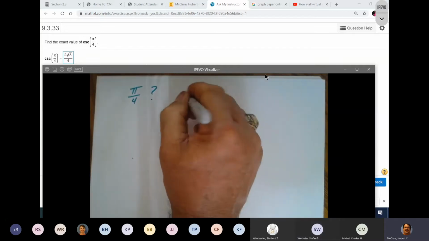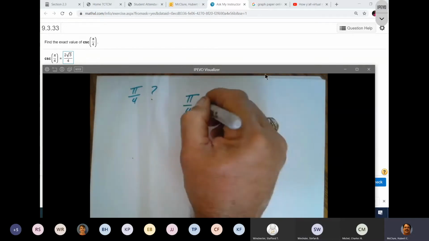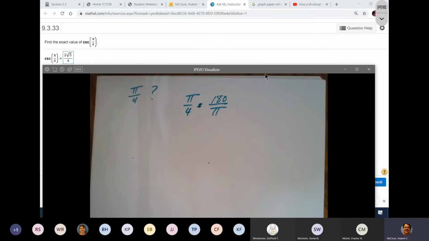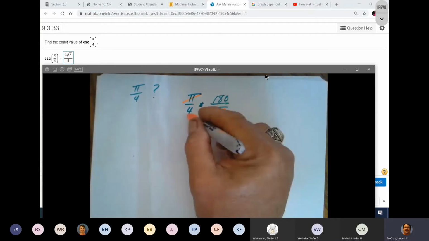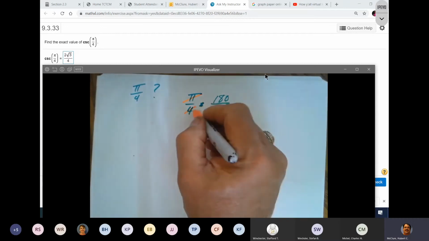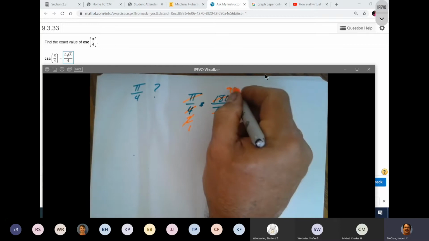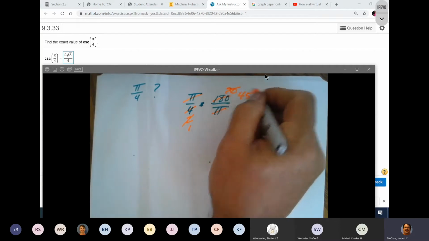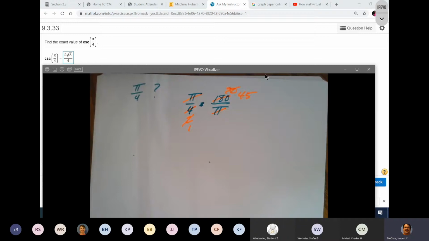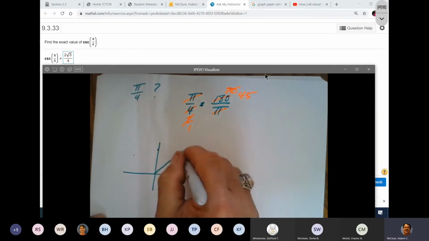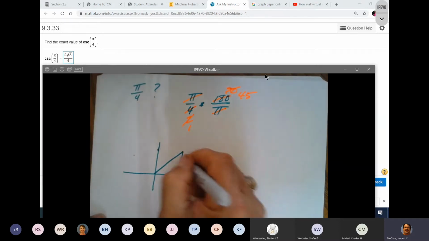So I go pi over 4 is equal to, or multiplied by, 180 over pi, because I want to find out where I'm at. So that gives me 4. I know that 2 will go into 4 2 times. 90. 2 will go into 2 1 time. 2 will go into 90. 45. So this is a 45-degree angle. And it says pi over 4, so that's 45 degrees. So 45 degrees, if you did your 45-degree angle, 1, 1, square root of 2.